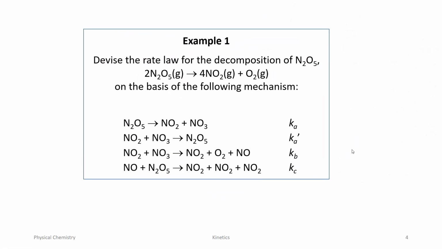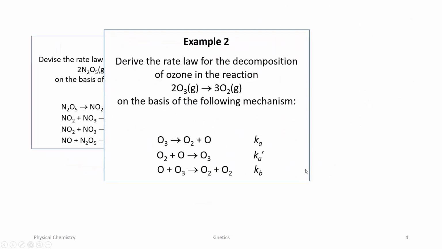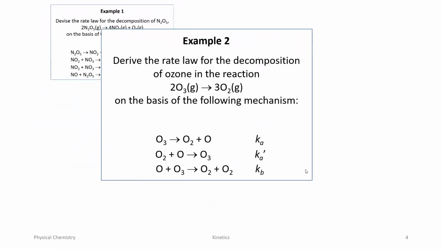The 4 examples we'll be covering, the first is looking at devising a rate law for the decomposition of nitrogen pentoxide. And here's the overall summary reaction, and here's the proposed mechanism for which this reaction proceeds. The second example, we'll look at deriving a rate law for the decomposition of ozone. And here's our summary reaction, with this being the proposed mechanism.